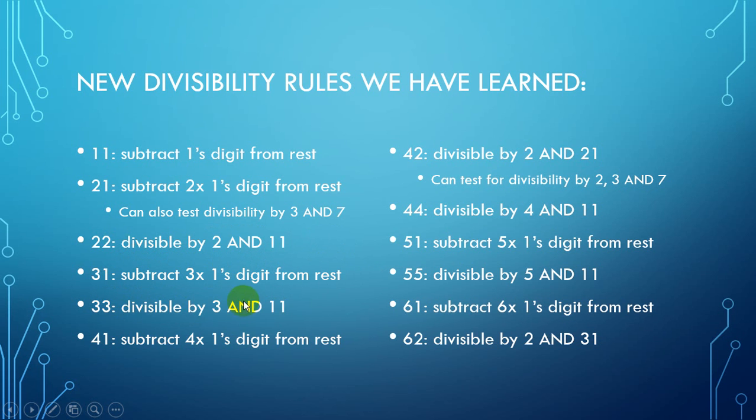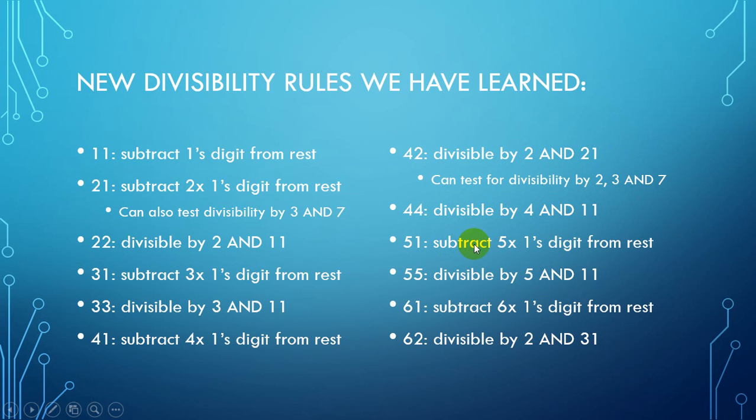33 has to be divisible by 3 and 11. 41, subtract 4 times the ones digit from the rest. 42 is divisible by, you can use 2 and 21, or you can test for divisibility by 2, 3, and 7, or 6 and 7. And their least common multiple is 42, so you can use that test as well. Either method will work. For 44, divisible by 4 and 11.